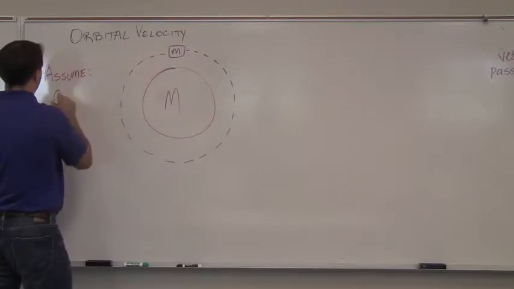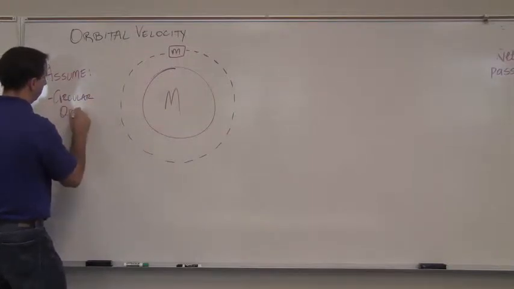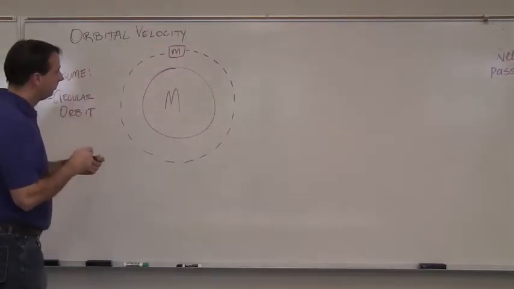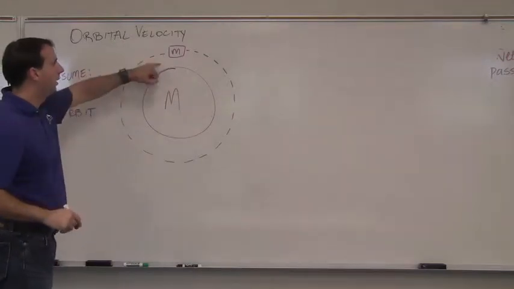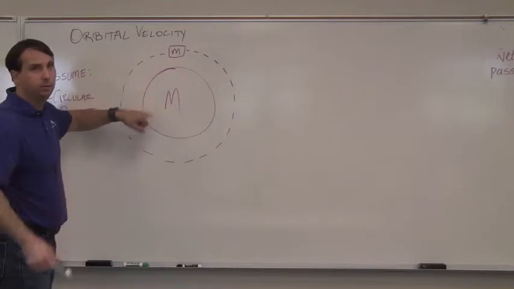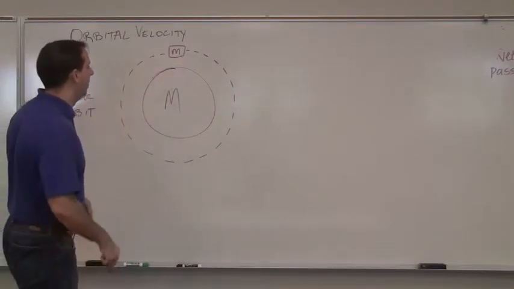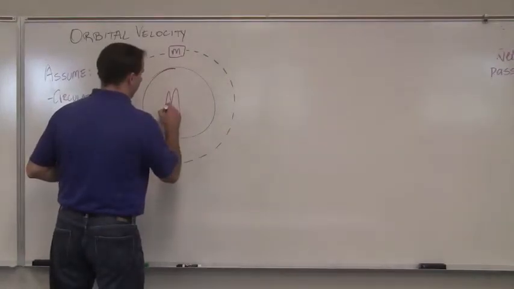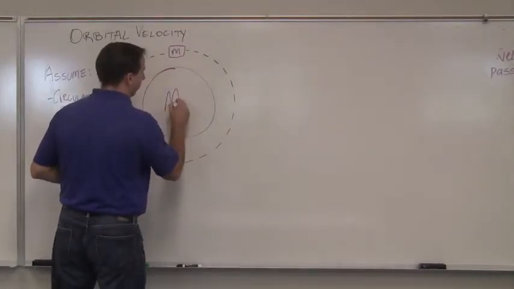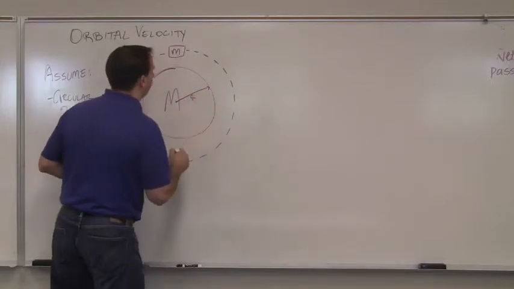Assume circular orbit, okay? So our small thing is tracing a circle around our big thing. All right, does that make sense? Our small mass is orbiting our larger mass. Okay, so our larger mass will have a radius. We'll call this radius of the planet, RP.